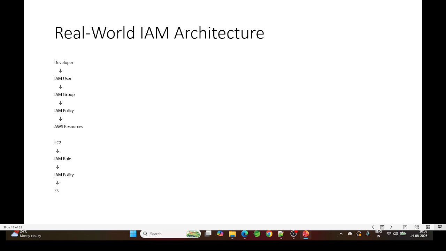This diagram summarizes how IAM can be used in a real-world environment. Human users can be managed through users, groups, and policies. AWS workloads such as EC2 can use roles to access other AWS services. This separation makes our AWS environment more secure and manageable.